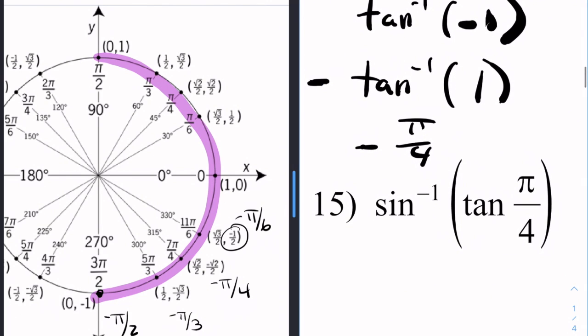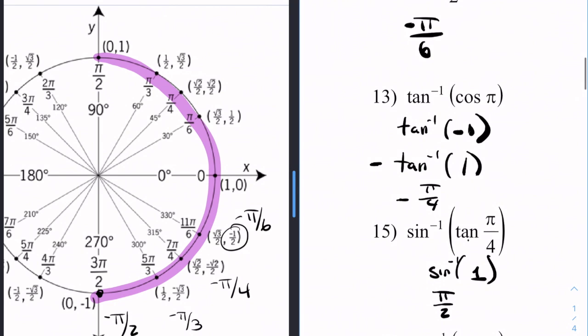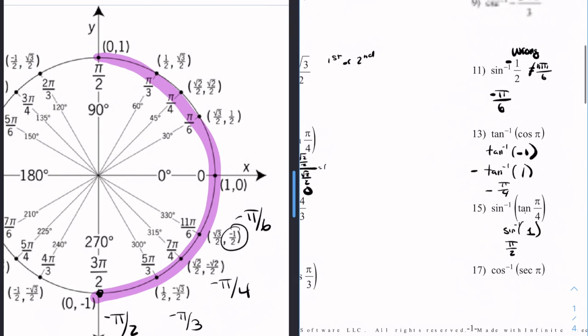Let's do a couple more of these. Inverse sine of tangent of pi over 4. We work inside out, so the tangent of pi over 4 we said was 1. At what angle is sine 1? We know that is at pi over 2. And this is, again, we're just doing a scavenger hunt on the unit circle.